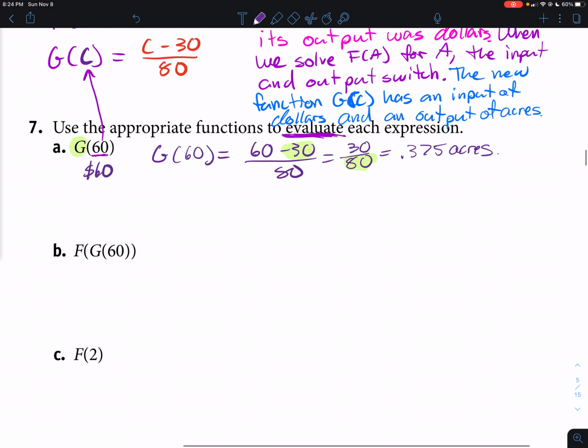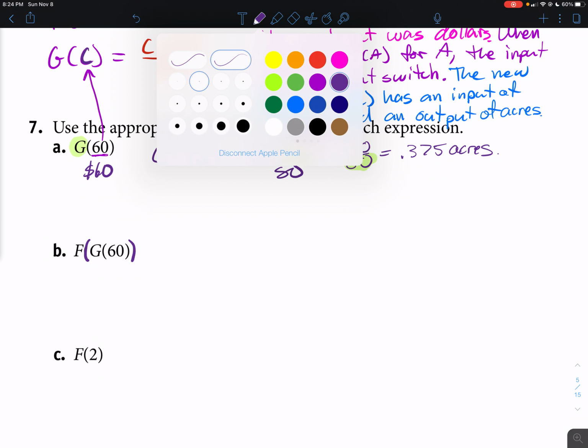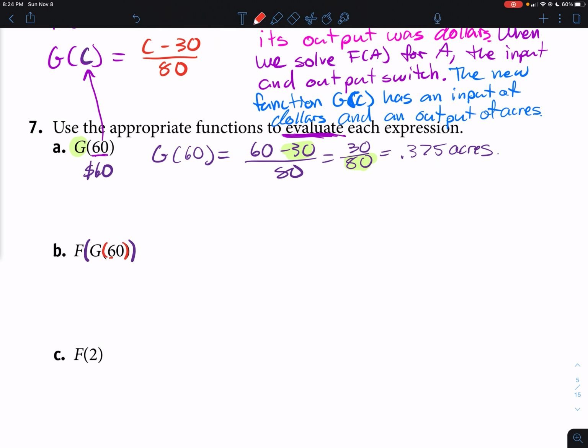Okay, on B, we have a composition. This is f of g of 60. So that g of 60 is what we found up here. G of 60 was 0.375. So that's what we're going to plug in here. So really what we're finding is f of 0.375. I can replace the g of 60 with the 0.375 because they are equivalent.